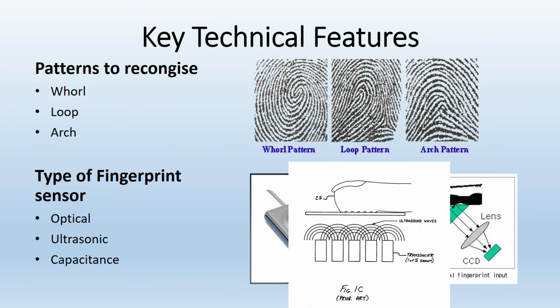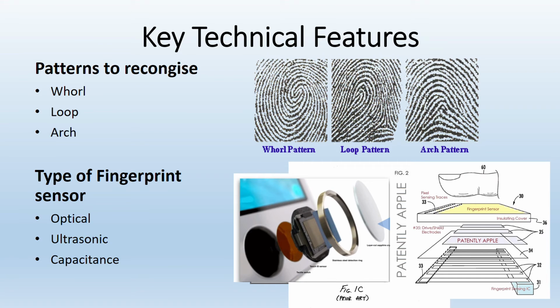Capacitance sensors. Capacitance sensors use the same concept as the previous two sensors, but instead of using a light source or ultrasound, you use a sensor array and sensor chips to provide the same function in order to get the fingerprint, in a cheaper way.